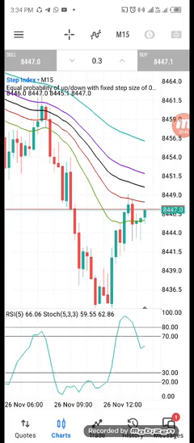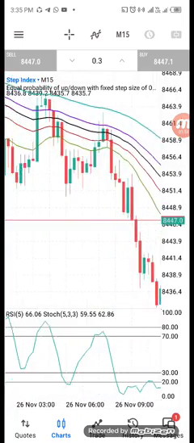And more so that Boom and Crash has increased some of their lot sizes. I think we can as well use this system to trade DEX index, because with DEX index you can start with 0.01. So with that little amount of $50, you can easily get something worthwhile.